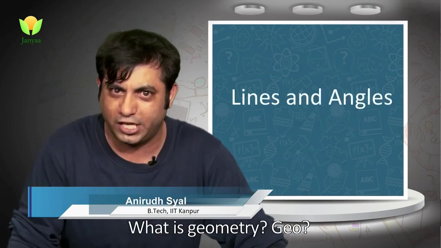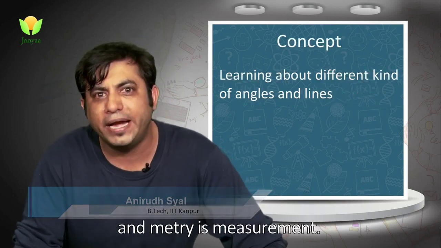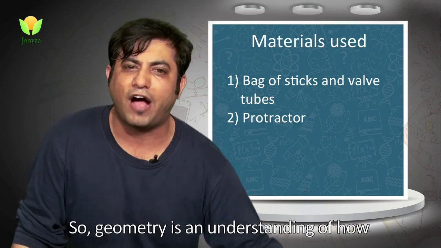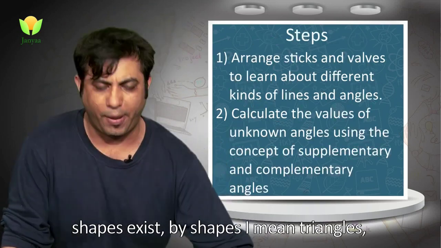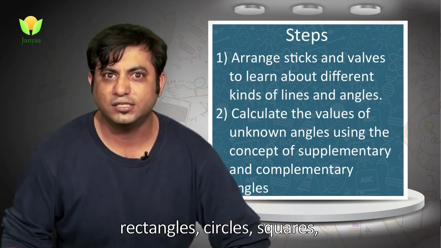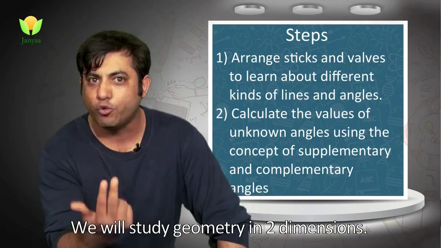We will talk about something which is very interesting. It's geometry. What is geometry? Geo. The term geo is earth and metry is measurement. So geometry is an understanding of how shapes exist. By shapes, I mean triangles, rectangles, squares, circles. You have them everywhere, right? We will study geometry in 2 dimensions.